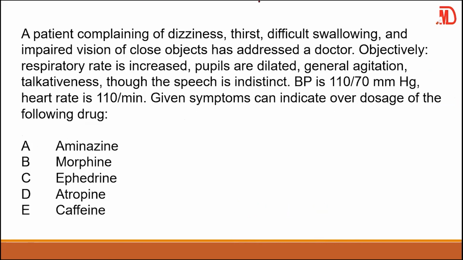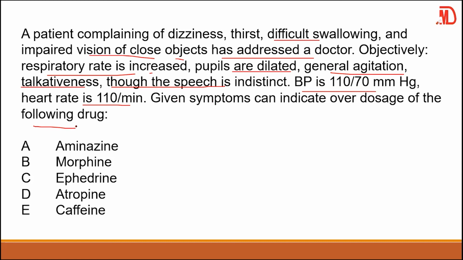A patient complains of dizziness, thirst, difficulty swallowing, and impaired vision of close objects, and has addressed a doctor. The respiratory rate is increased. Pupils are dilated. There is general agitation and talkativeness, though the speech is indistinct. BP 110/70, heart rate 110. Given symptoms can indicate overdose of which drug?